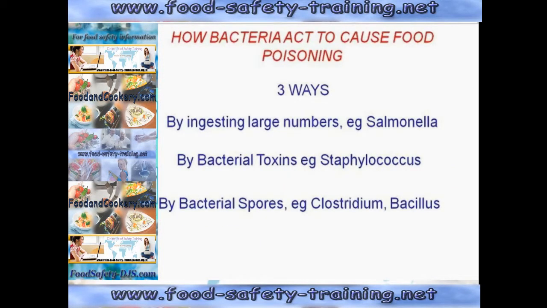And here are the 3 main ways then that bacteria act to cause food poisoning. First of all, by ingesting large numbers of bacteria, for example salmonella, that could take hundreds of thousands or 1 million bacteria to make you ill. By bacterial toxins, for example from Staphylococcus aureus, or by bacterial spores, for example Clostridium and Bacillus. But don't forget, as I said, bacterial spores per se won't hurt you, they're quite harmless. It's when the spores germinate that they start to cause a problem.